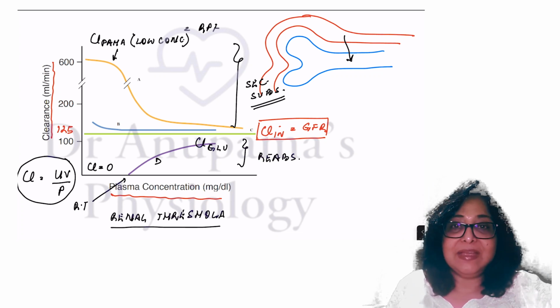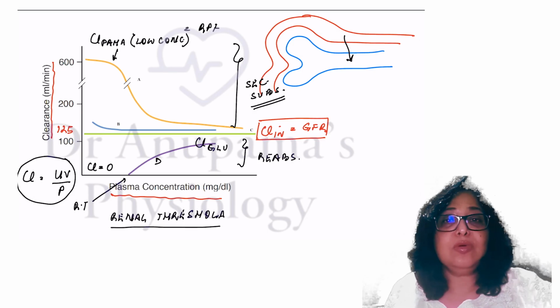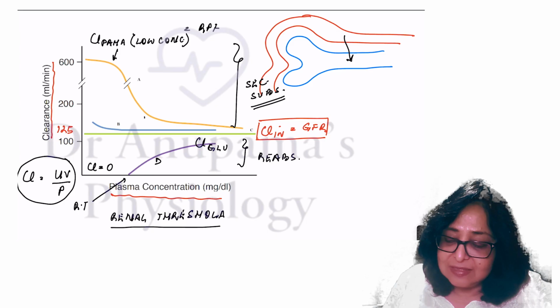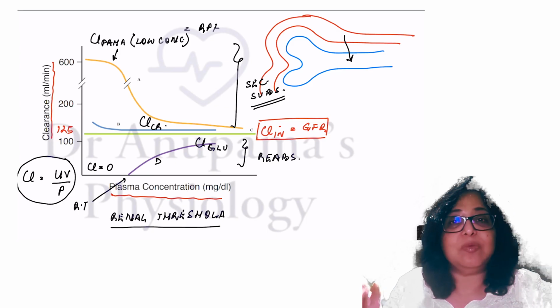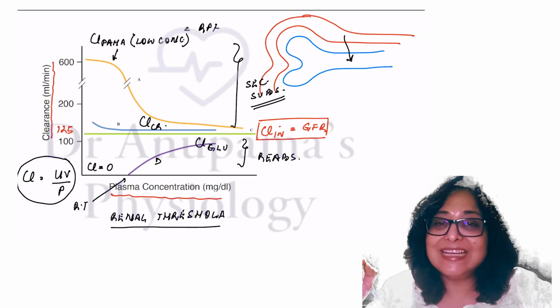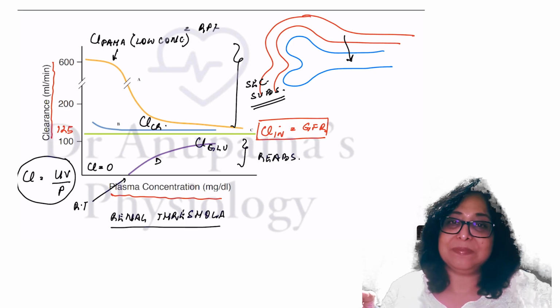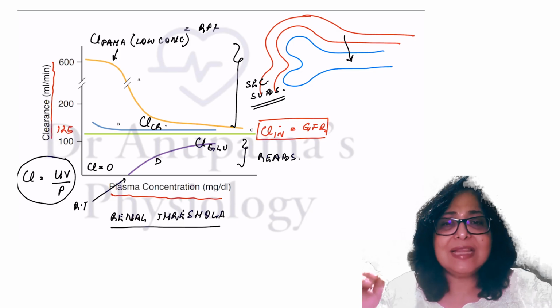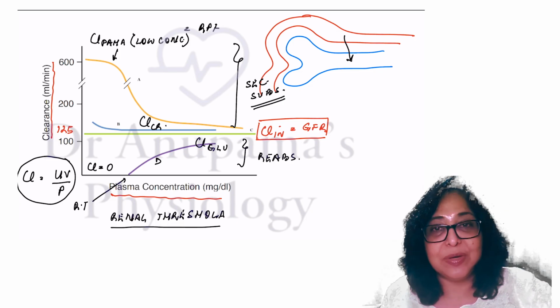Let's take B. Clearance almost equal to the clearance of inulin, slightly more. This is the clearance of creatinine. Why creatinine? Creatinine is freely filtered and slightly secreted. So its clearance is slightly more than the clearance of inulin.